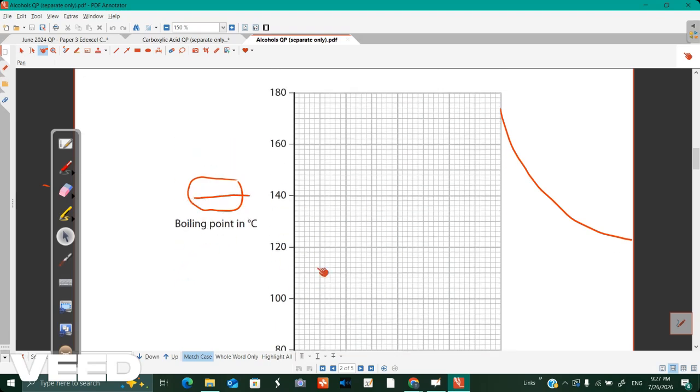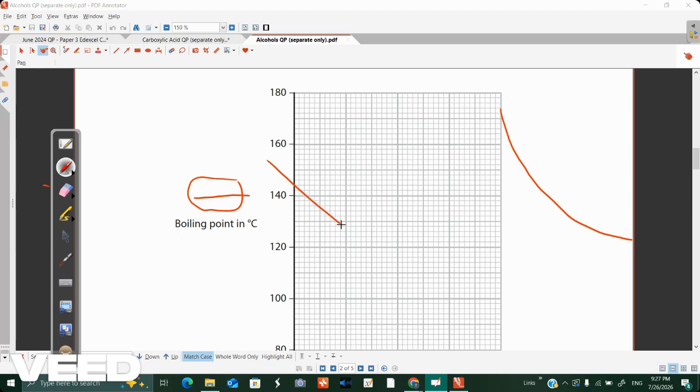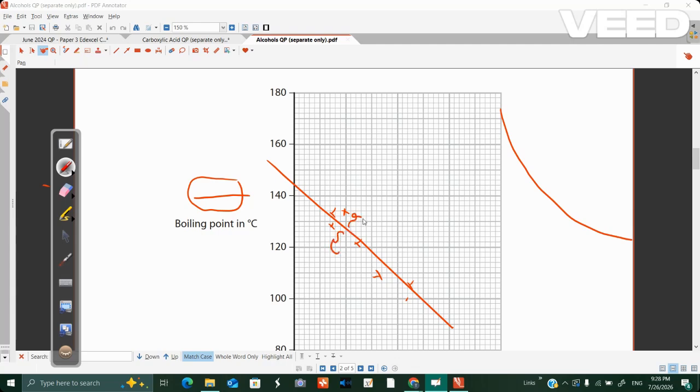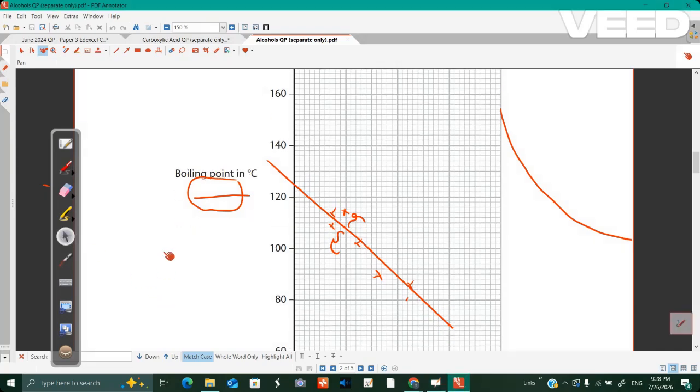So you must mark them on the grid correctly, and the line must go through the majority of the data points. If it is not going through the majority of the data points, it must go in between the data points evenly, for example, like this. If the line is not going through many of the data points, then at least it must go between the scattered data, so they are equally scattered on two sides of the line. It should go symmetrically through the scattered data points, right?